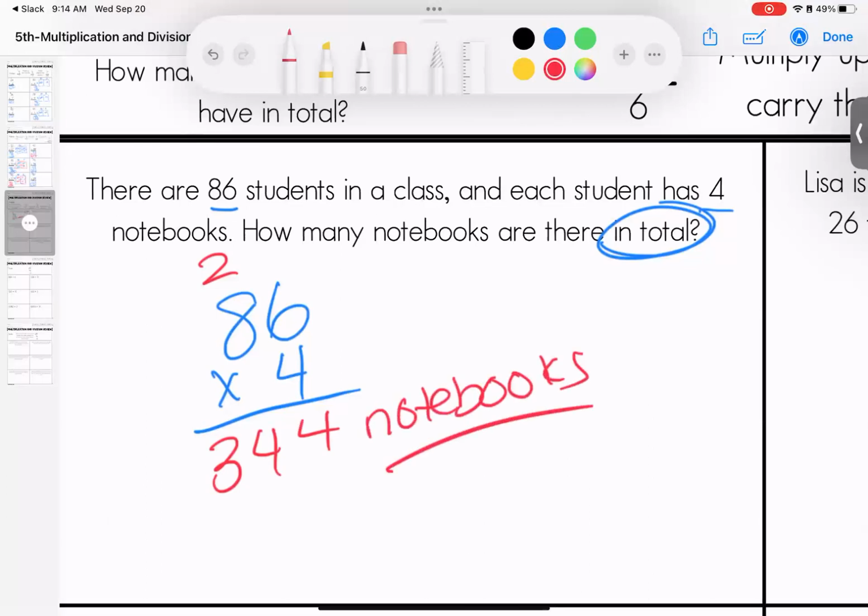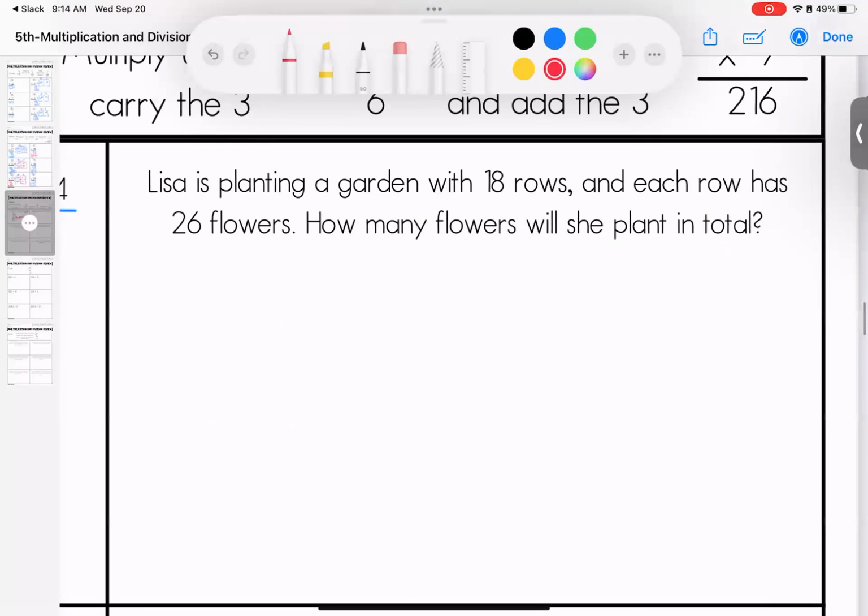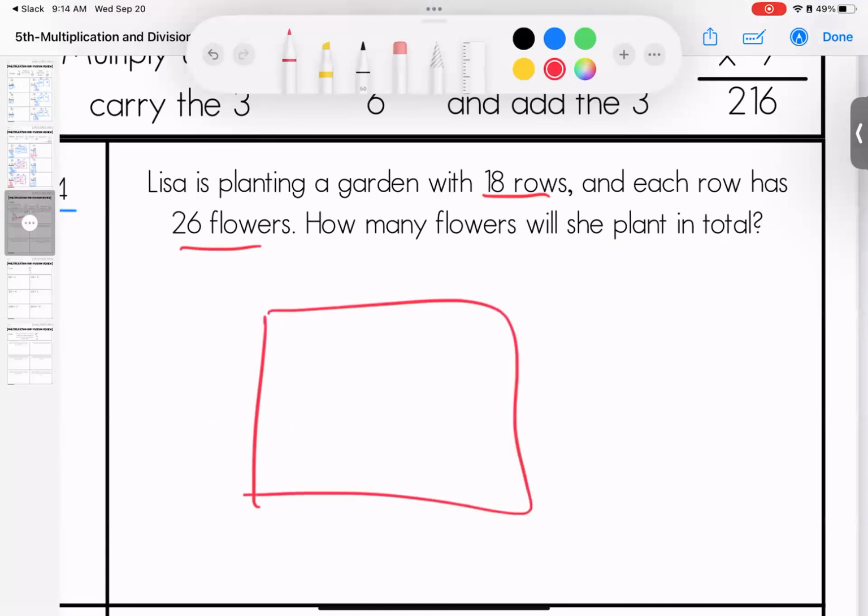Labels are super important when we're doing word problems because I need to know what this number means. Over here, Lisa is planting a garden with 18 rows, and each row has 26 flowers. How many flowers will she plant in total? We are multiplying the number of rows times the number of flowers.